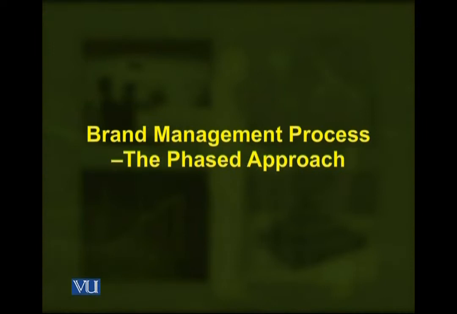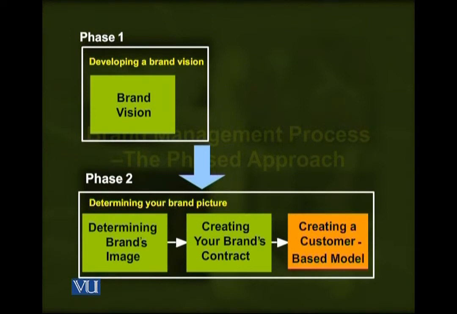Having said that, we are now done with the second step of developing your brand's picture. I talked about brand's image, and now I have completed the discussion on brand's contract. And these two steps, which are part of the second phase of the overall brand management process, meaning brand picture, lay the foundation for the third and the last step of the second phase, which is that we have to develop a brand-based customer model.